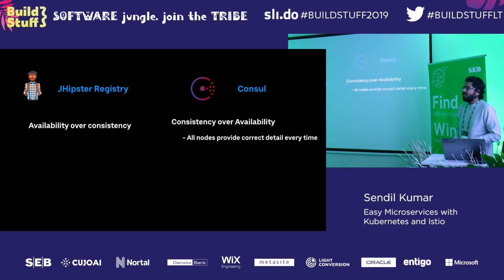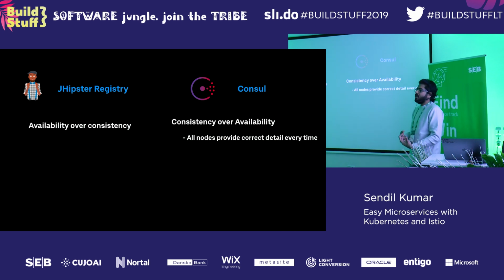On the other hand, Consul gives consistency over availability. Consul is a product from HashiCorp. Anybody used Consul here before? Yeah. So Consul helps you to register your services and also to discover the services. So when service A has to talk with service B, microservices don't know the context of how to reach service B. All it does is go to the service registry, get the information about service B, and then connect to service B. That's what service registries are useful for.